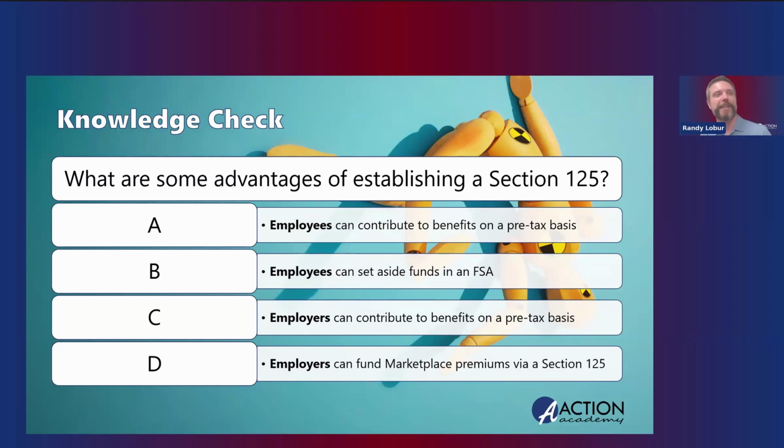If you were saying letter A, that employees can contribute to benefits on a pre-tax basis, you're correct. That is the big selling point. It's what we've said a few times throughout here. If you said letter B, you're also correct. The Section 125 is necessary to set up the FSA for health expenses or for dependent care expenses. You need the 125 in place in order to set up those contributions. Letter C in this case is incorrect. Employers can contribute to benefits on a pre-tax basis.